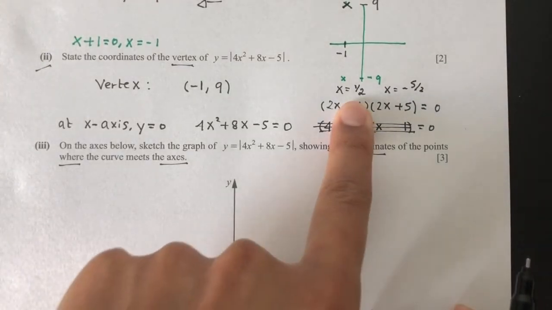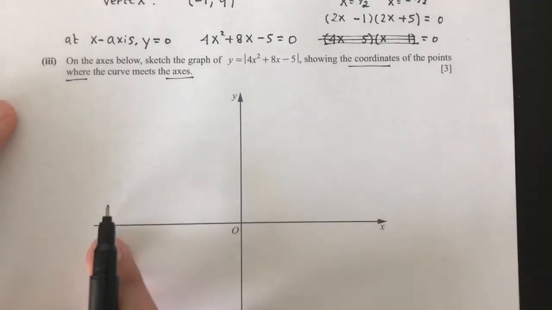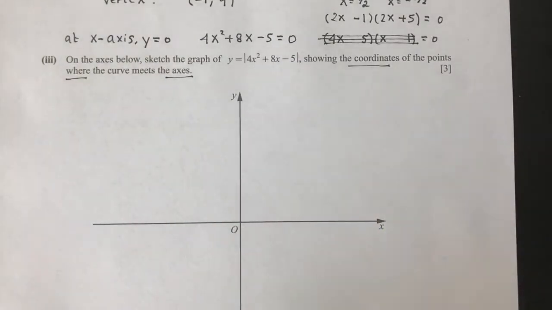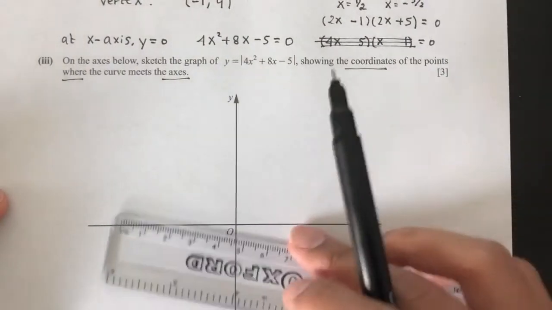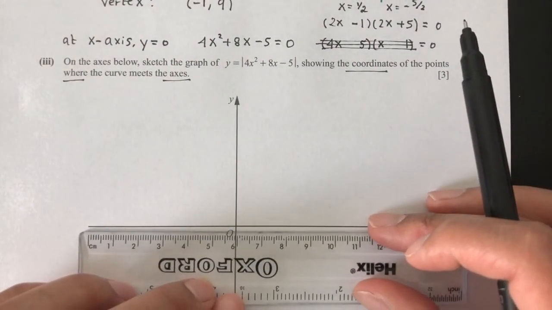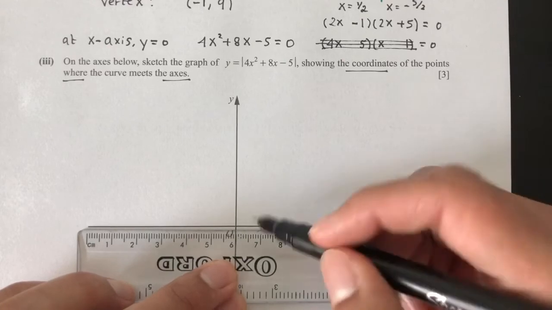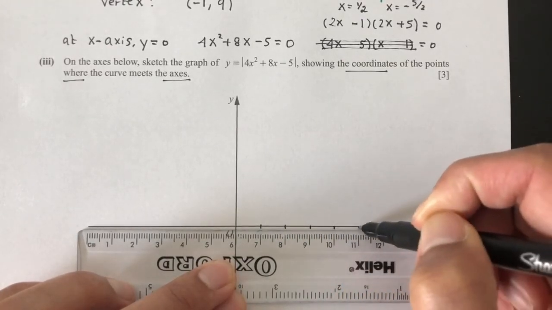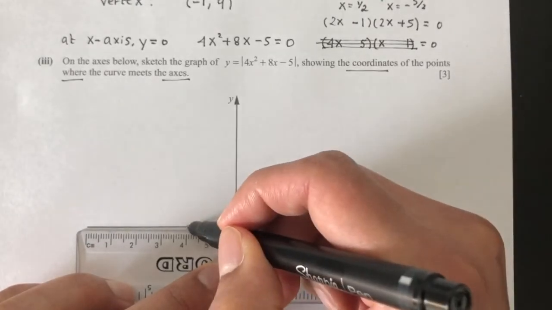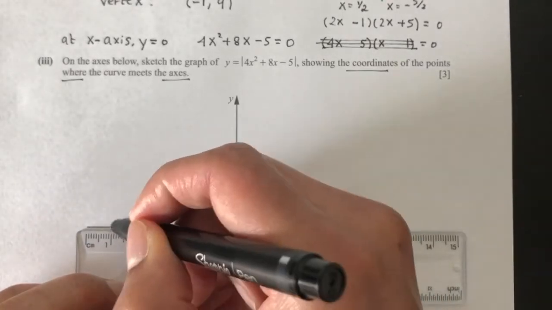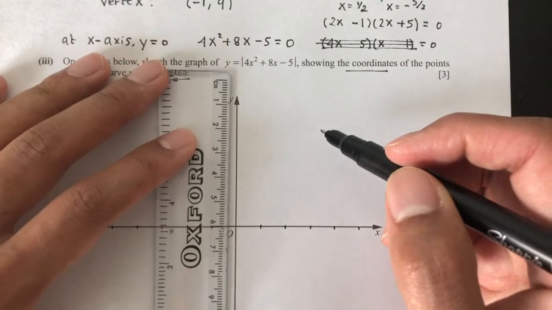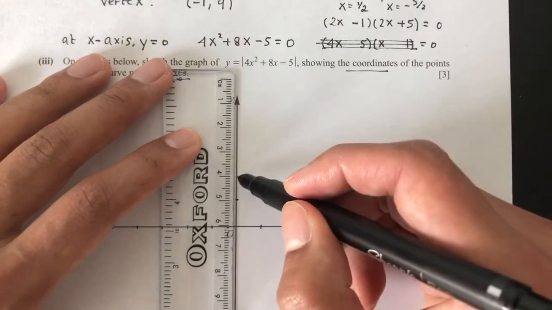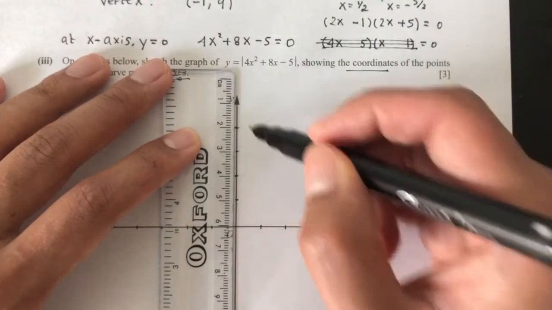So we have 2 possible points where it meets the x-axis. So let me draw a scale for this one. So you will have, this is 1, 2, 3, 4, 5.